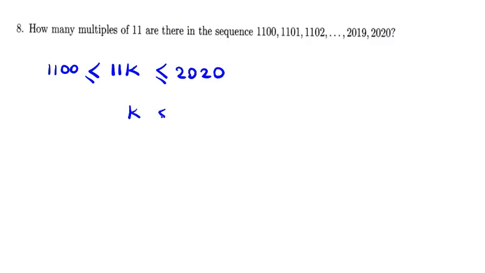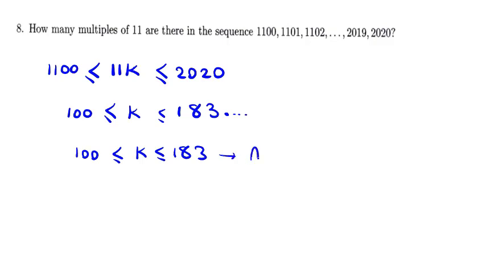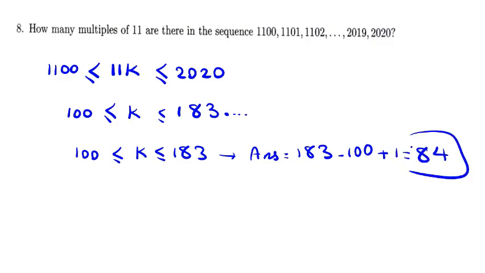You divide by 11, it will be 100, yes, and the next one will be this one. 1 times 11 is 9, 9 is left, 92, 8, 88, 183 point some decimal. So because k is an integer, it is less than or equal to the floor of that, 183, and this is 100. So the answer is equal to 183 minus 100 plus 1, which equals 84. So the multiples of 11 in this sequence is 84.